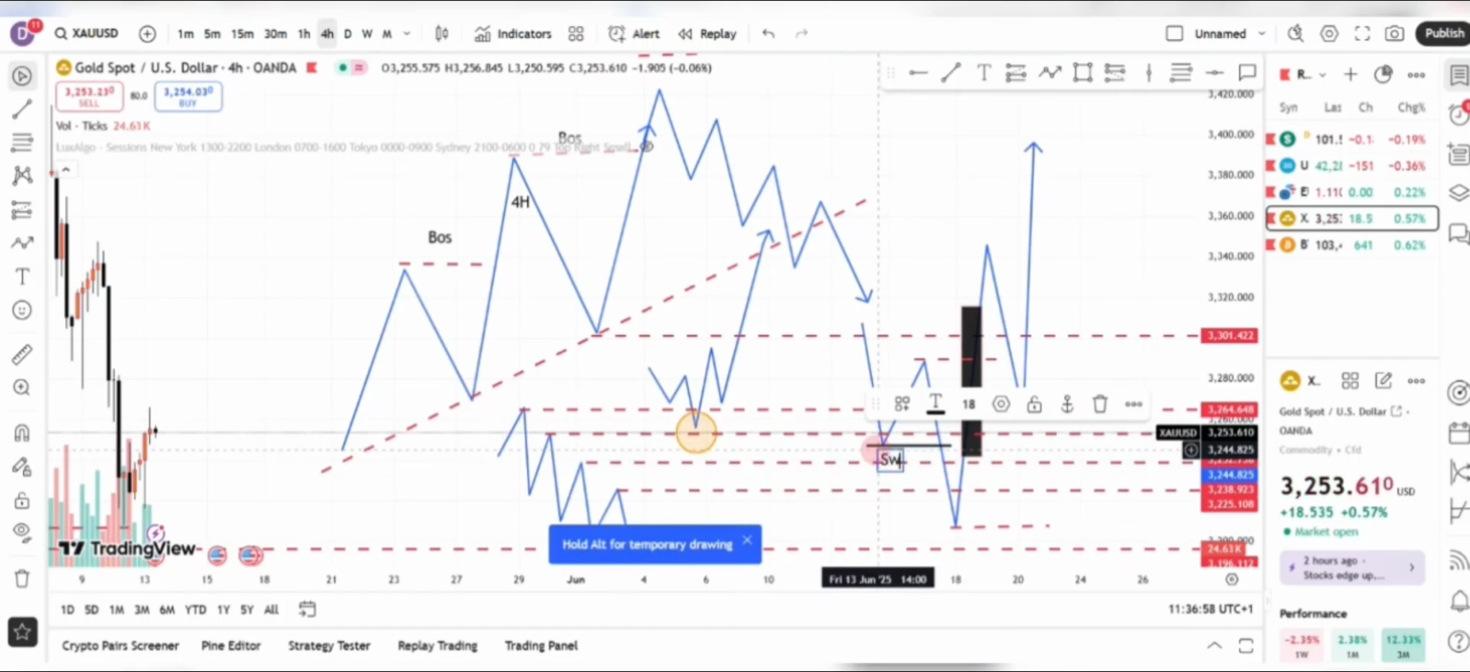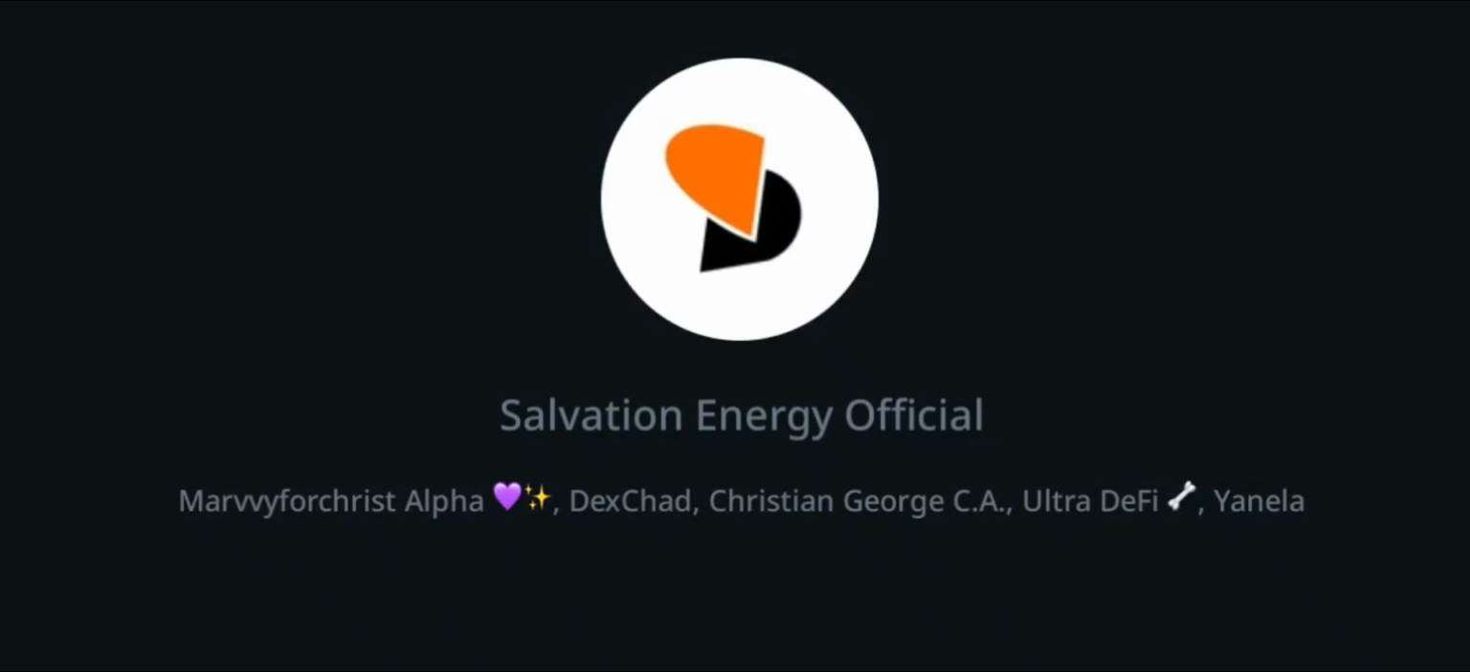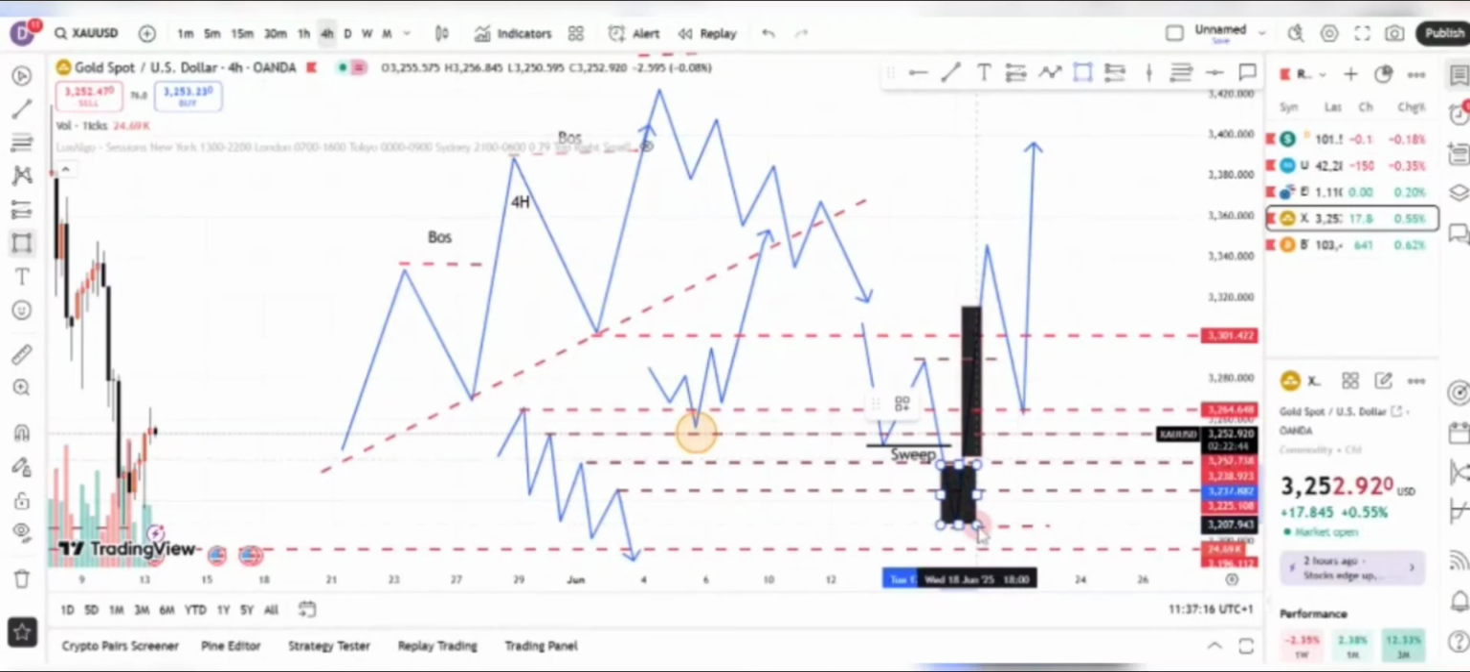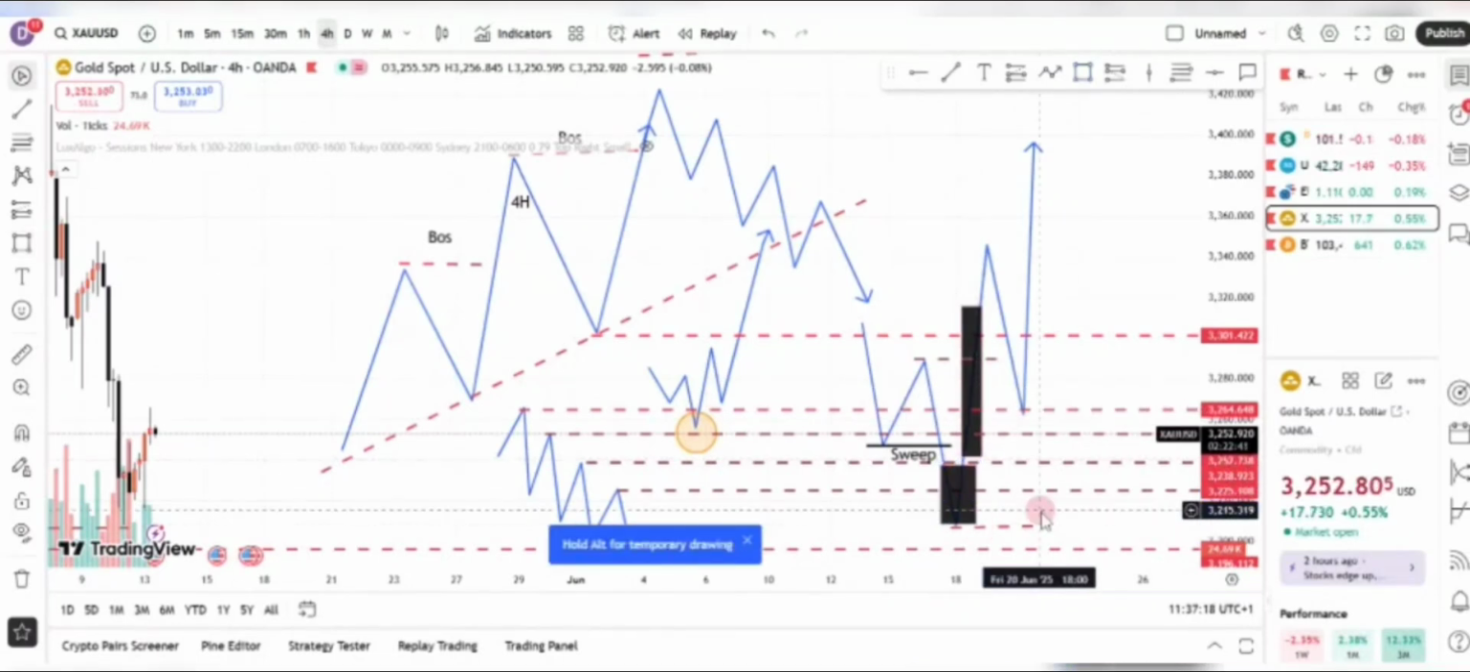SWEEP. Most times, if you've checked my chart, you've seen how I notated my chart. You see sweep. This is the sweep. That is the sweep. And this area is what I call the manipulation zone, or some people call it stop hunt. Okay, listen, pay attention.